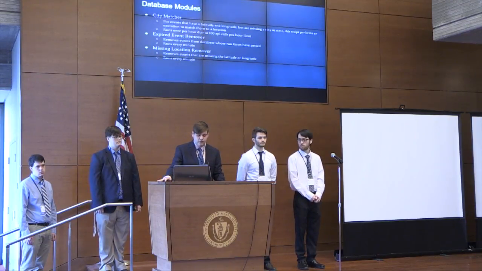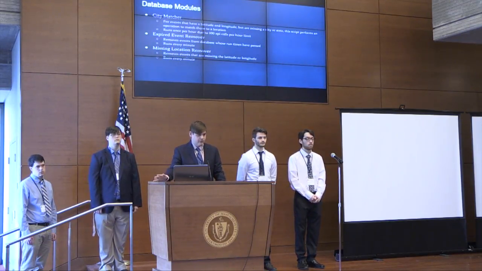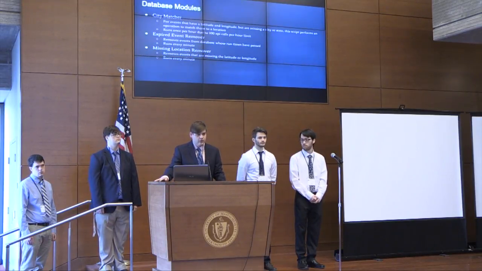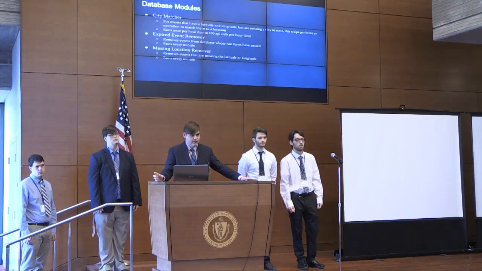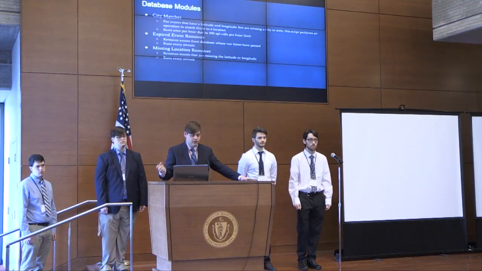The expired event remover removes any events whose times have expired, so if it's past the date of the event. And the missing location remover removes any events that are missing latitude and longitude. The reason for this is because we need the latitude and longitude as a minimum for our location. If we don't have that, then we can't use a lot of the features on the site.